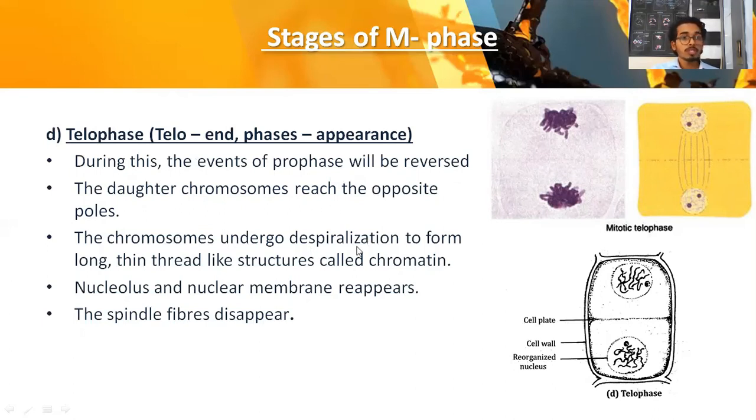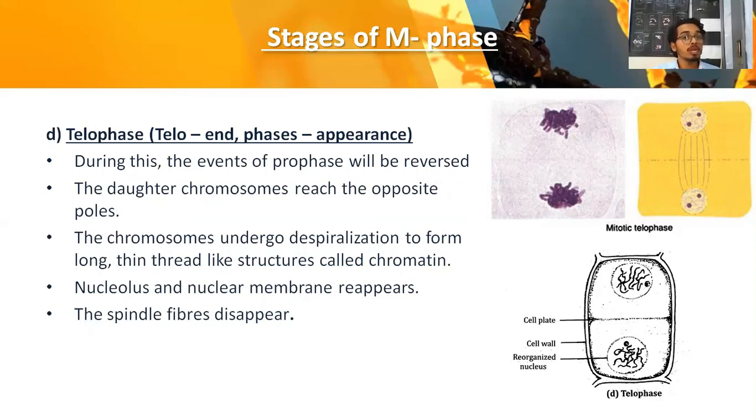The chromosomes start to despiralize and form long thread-like structures, which we call chromatin or chromatin network. Then the nucleolus and nuclear membrane start to reappear, and at the same time the spindle fibers which had formed start to disintegrate. In this condition the cell is still one cell, but it has two nuclei. So it is a two-nucleated condition.